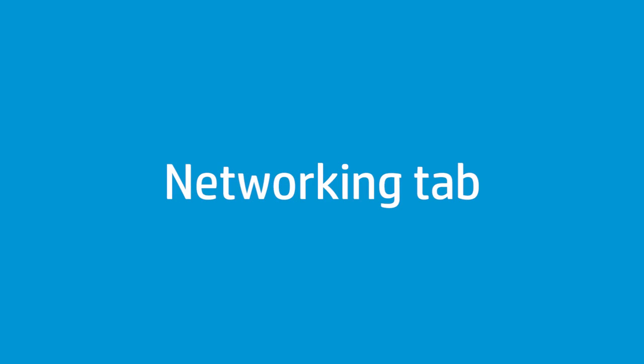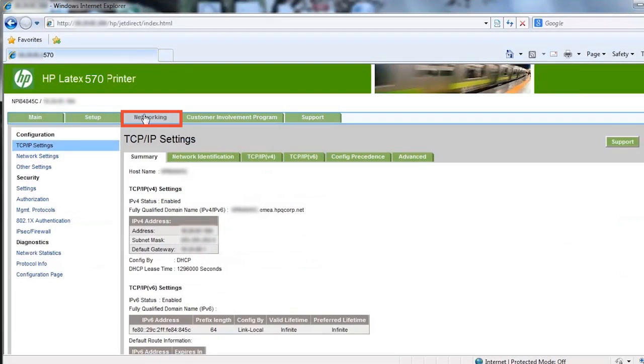The Networking tab allows you to change the printer's network configuration. If you need to change any local area network or LAN connection settings, you will find it in the Networking section of the Embedded Web Server. If you do not know how to change the LAN settings, contact your IT personnel.